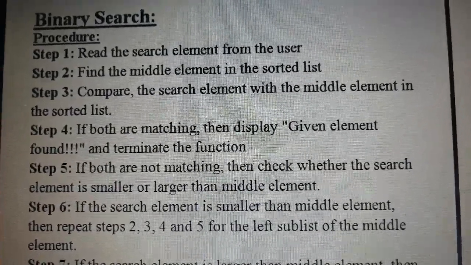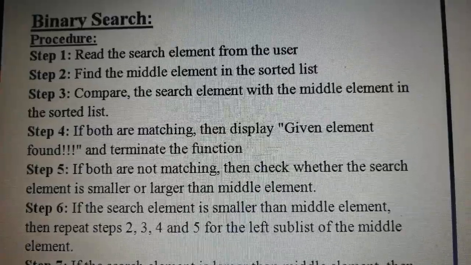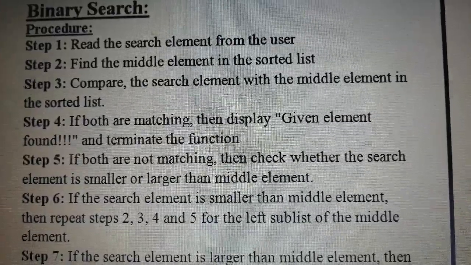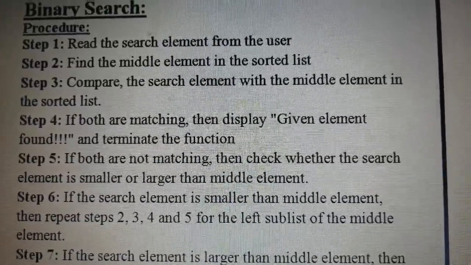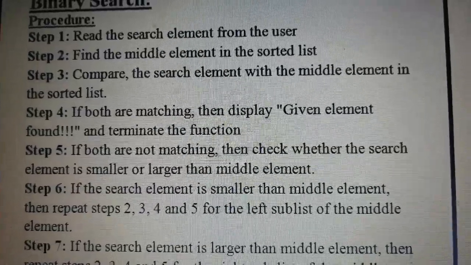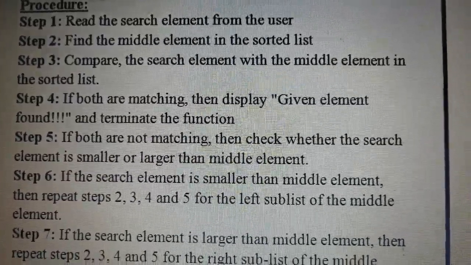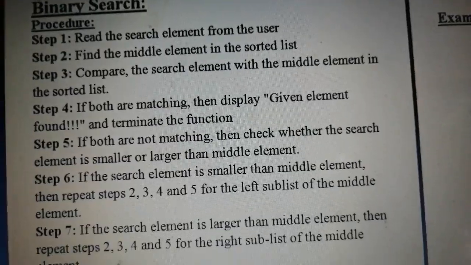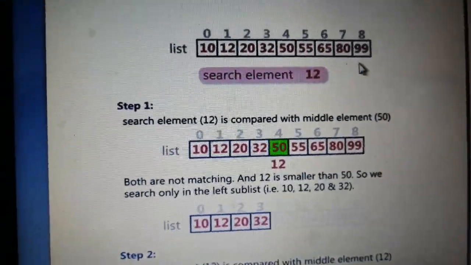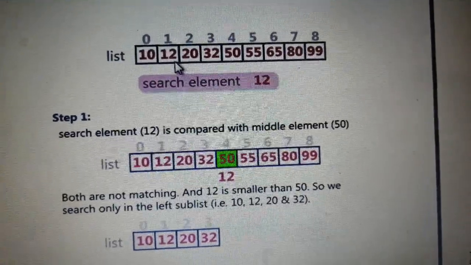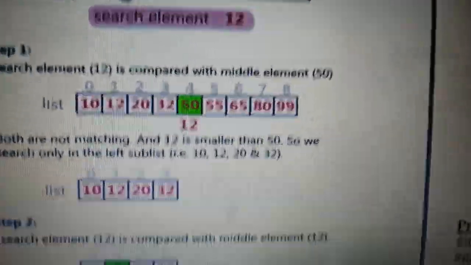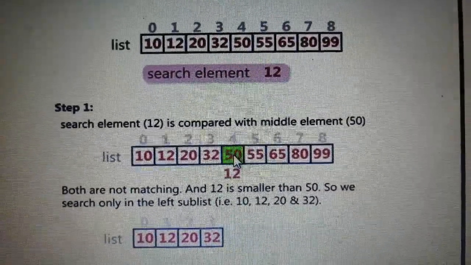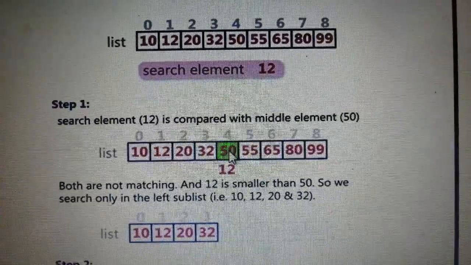What happens with binary search is that all the elements will be in sorted order. Now we take the mid value from the array and compare with it. Suppose in the example we have a list of elements and we need to search for the element 12. From this we take the mid position value, which is 50. Now we compare 50 with 12.